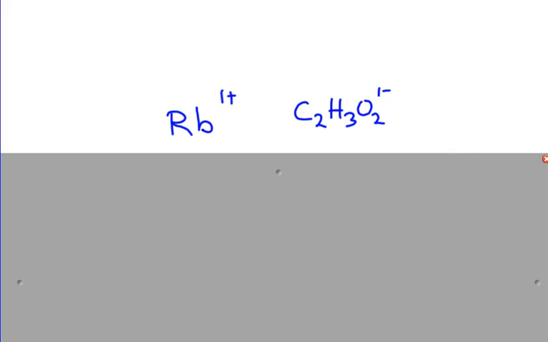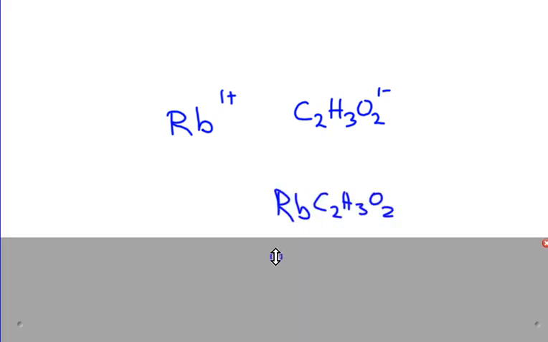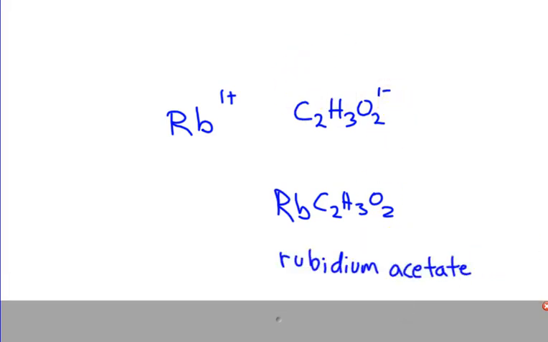As we go on to the next one, we are going to see the rubidium with acetate, and you can find those on your chart. You can pause the recording and look for those. So this would be rubidium and acetate ions. And when we put that together, because their charges are the same but opposite, when we do the subscripts, everything works great, and we have something that we call rubidium acetate.